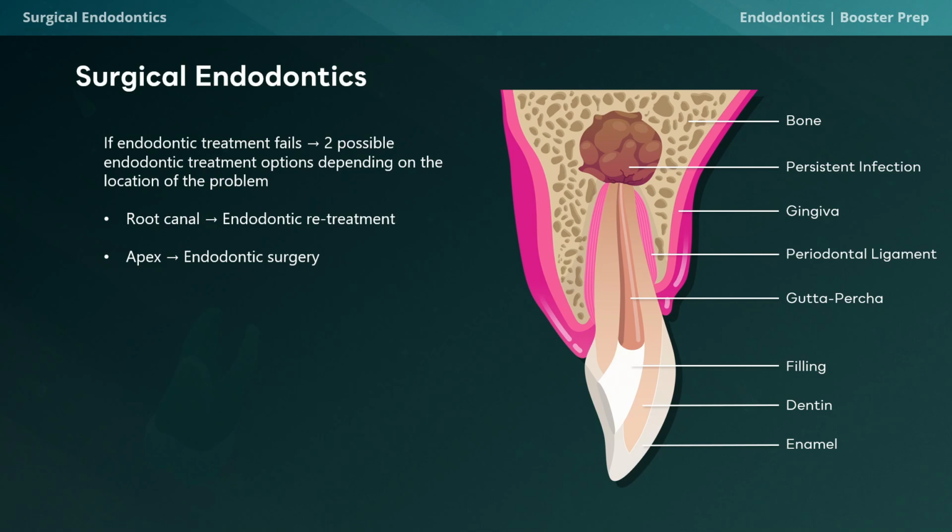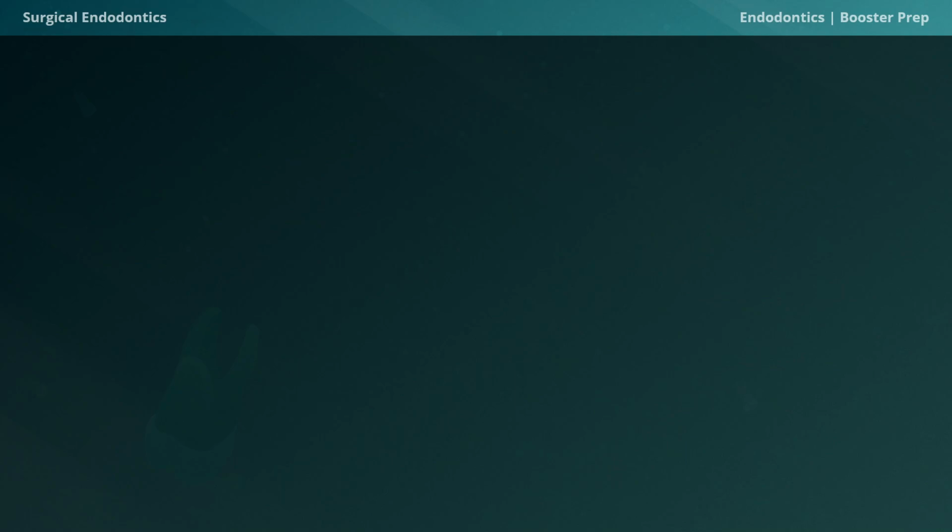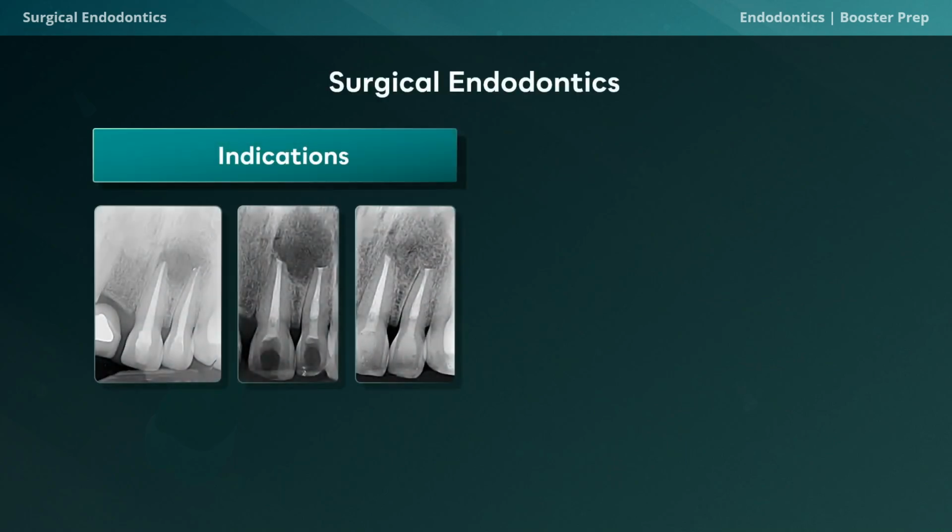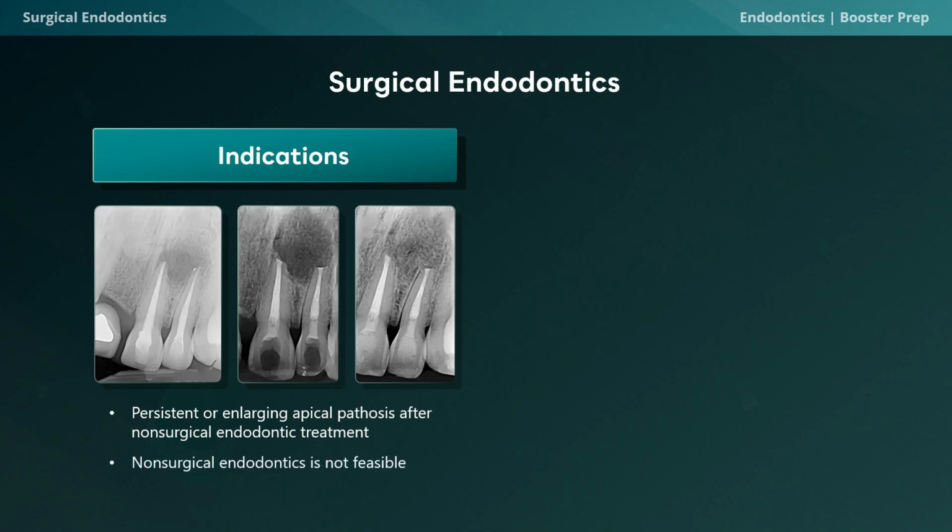Both of these strategies, endodontic retreatment and endodontic surgery, are crucial tools in our arsenal, but how do we know when to actually take the surgical route? In other words, what are the indications for surgical endodontics? Well, our first one is a persistent or enlarging apical pathosis after non-surgical endodontic treatment. So essentially, I'm just talking about those stubborn apical pathoses that refuse to shrink or disappear even after a well-executed non-surgical endodontic treatment.